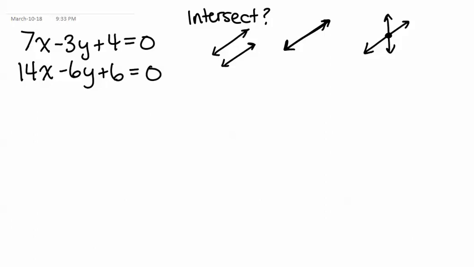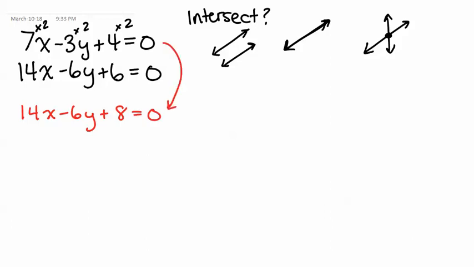So the first thing I do is compare the lines, and I think, is there anything I can multiply the top line by that would make it equal the bottom line? Let's say I multiplied the whole top line by 2. My top line would become 14x minus 6y plus 8 equals 0. That's what would happen if I multiplied everything by 2.